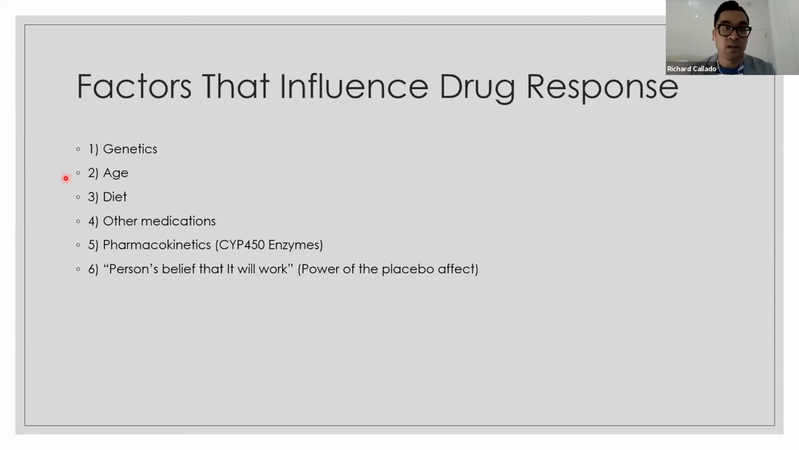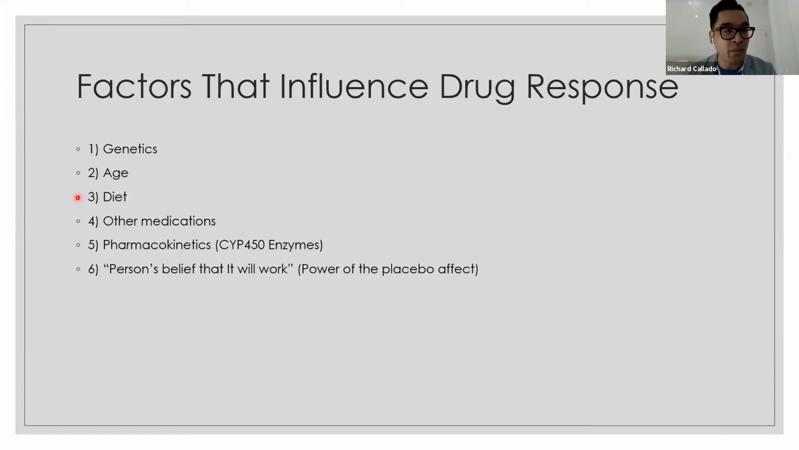Diet. Okay, diet plays a big part actually in medications. It's often overlooked sometimes, but did you guys know that caffeine intake can actually increase the levels of certain medications, like clozapine, which is a very strong medication that already has side effects, right?